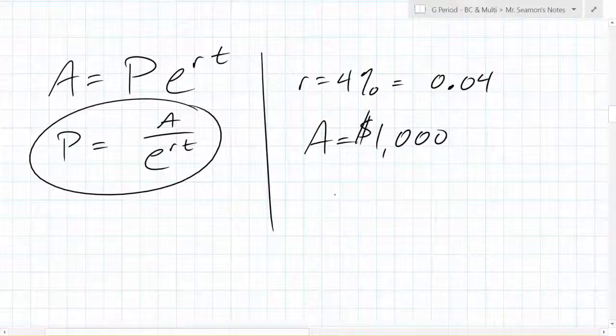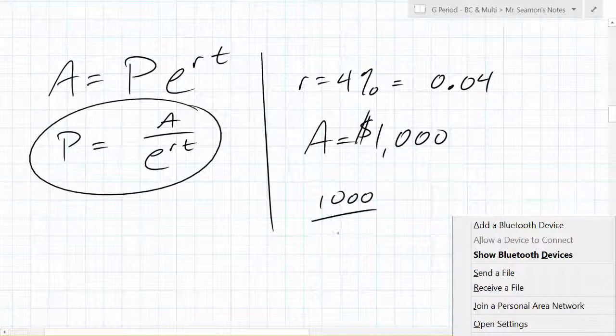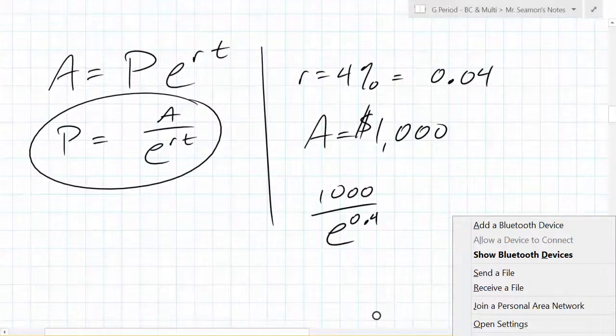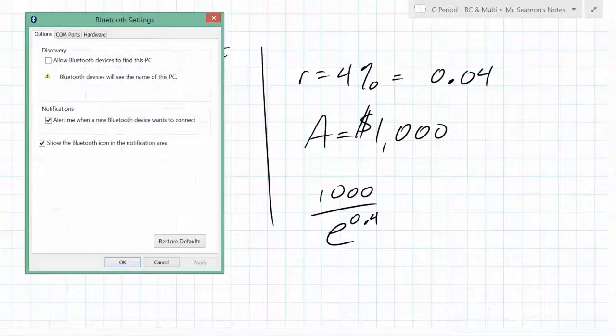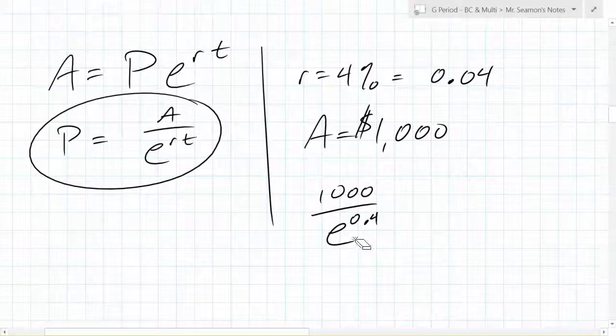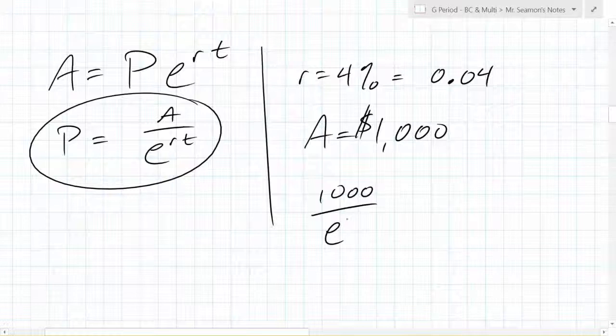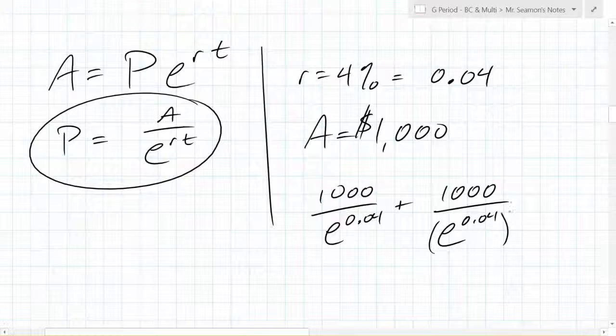So here's one term. I'll give you an example: 1,000 over e to the 0.04, right? What's the next term? It's 1,000 over e to the 0.04 what?